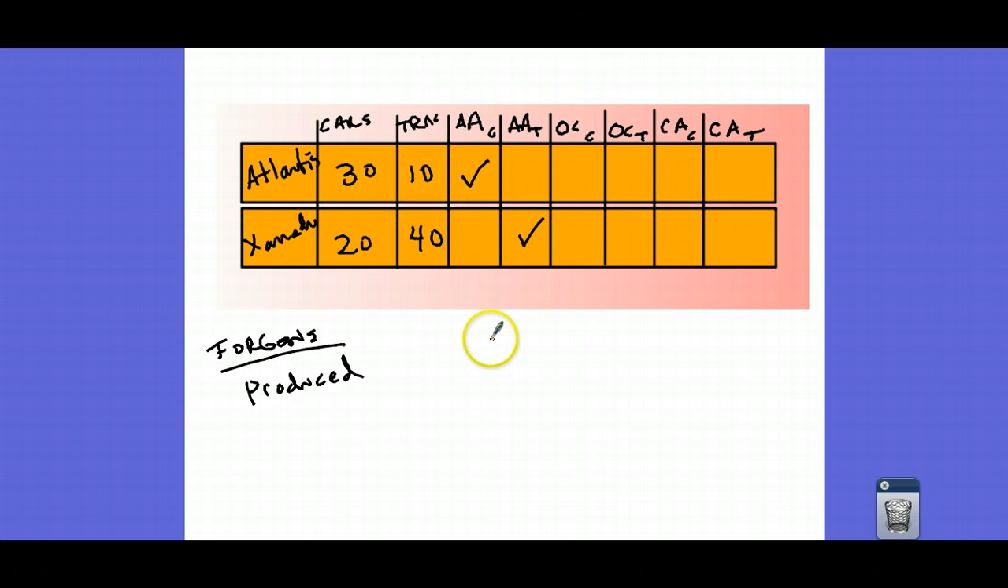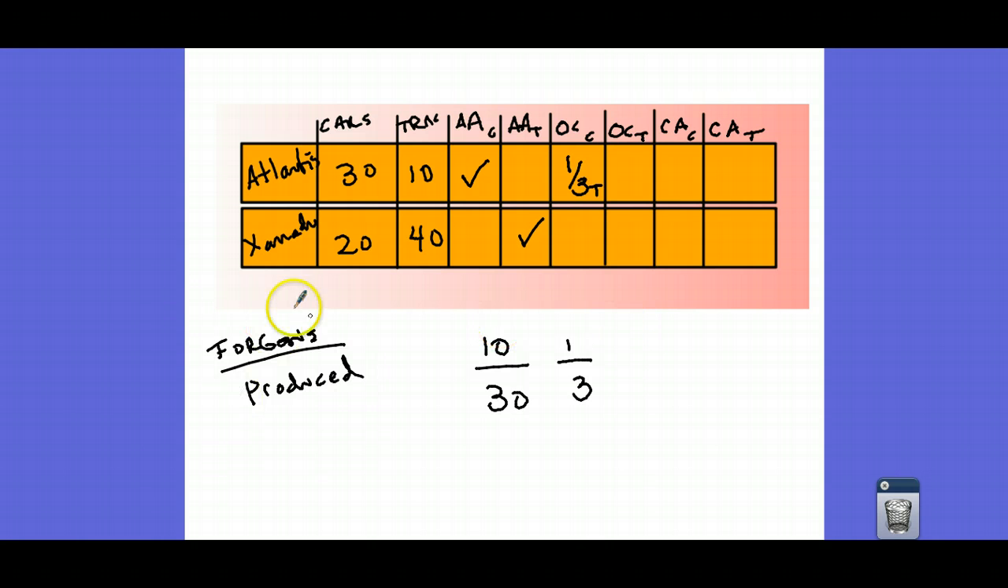So in this case, 10 is the foregone good, tractors, that's what we're giving up, and we are producing cars. Well, 10 over 30, we could simplify this very easily. I'm sure you all figured this out in your early math classes. 10 goes into 10 one time, 10 goes into 30 three times. The opportunity cost to make one car is 1/3 of a tractor.